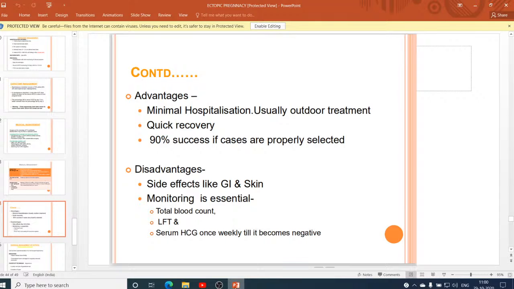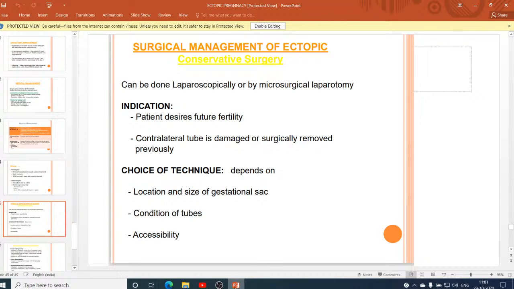Disadvantage: side effects like gastritis, skin problem. Monitoring is essential. Total blood count, LFT and serum HCG once weekly till it becomes negative. That means less than 5. Surgical management of ectopic: conservative surgery can be done laparoscopically or by microsurgical laparotomy. Indication: patient desires future fertility, contralateral tube is damaged or surgically removed previously.